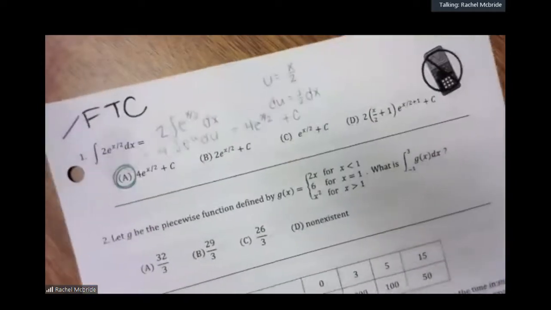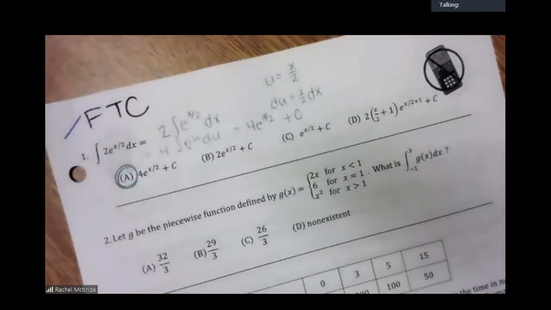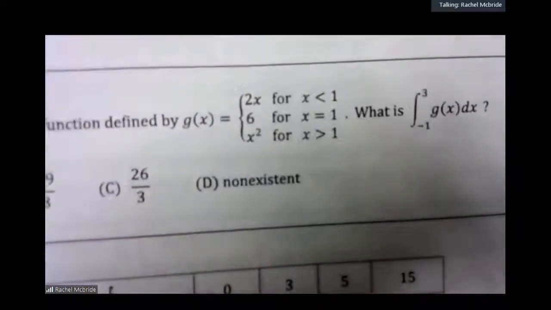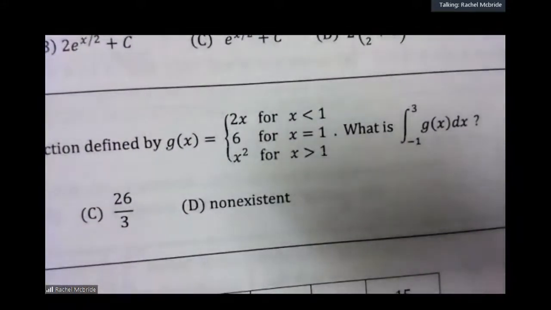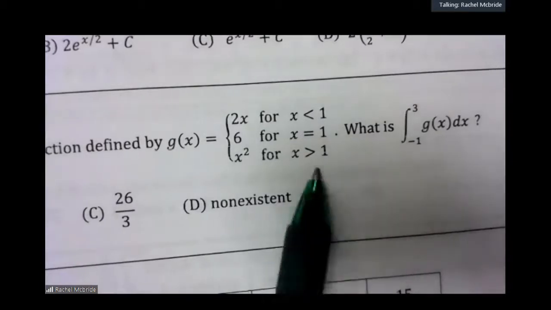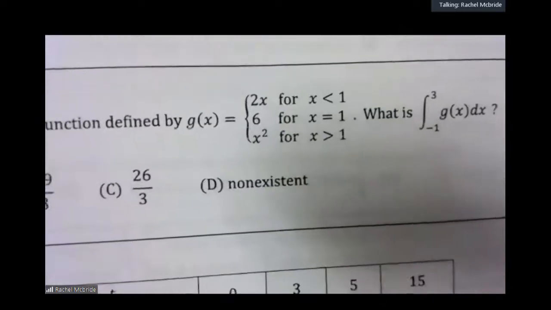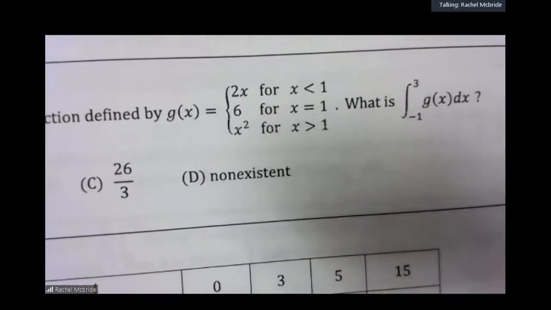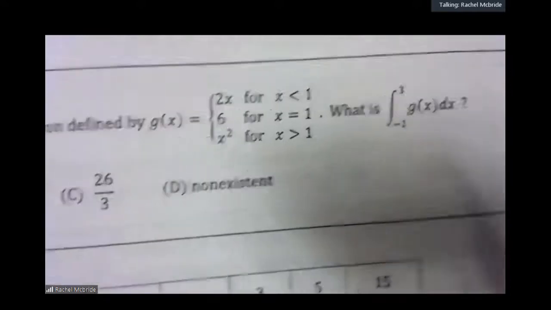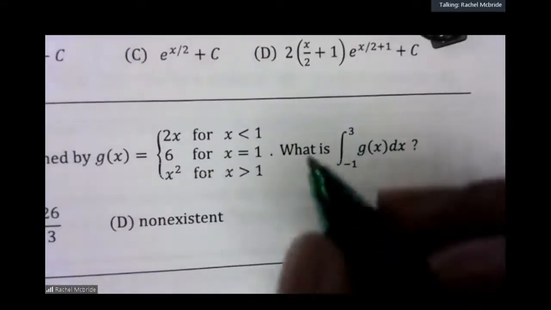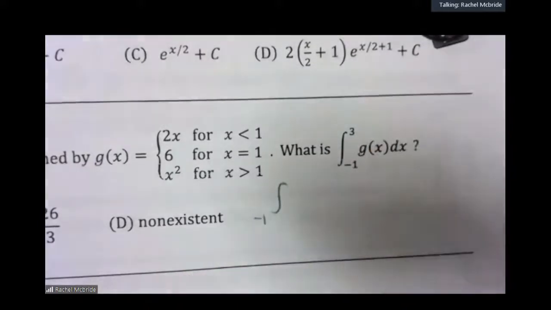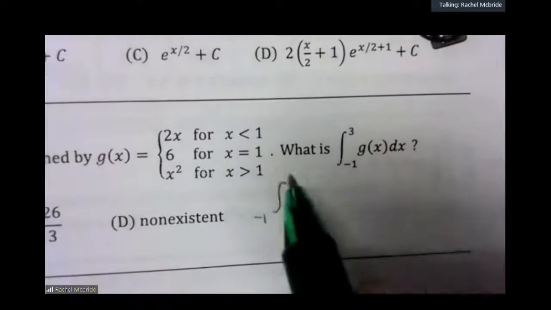Okay? Number 2. In number 2, we have a piecewise function. It says let g be the piecewise function defined by g of x equals, what is the integral from -1 to 3 of g of x dx. So if you are going to cross over breaking points, then you have to write your integral at every breaking point. So to find the integral from -1 to 3, I have to consider the integral from -1 to 1, because that's a breaking point.